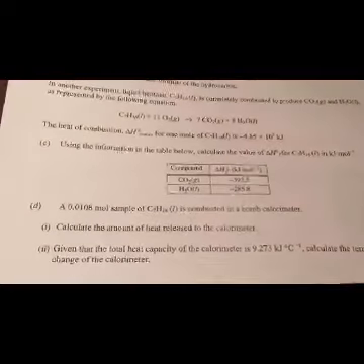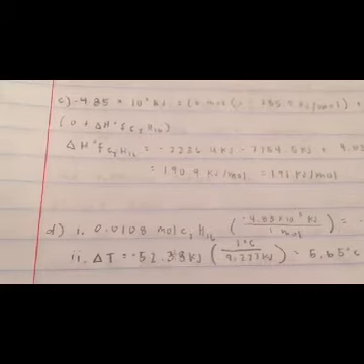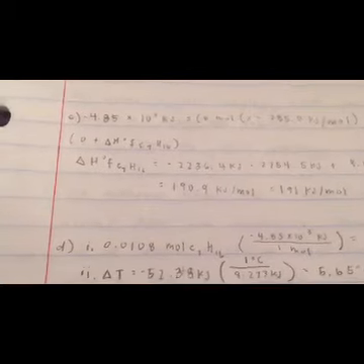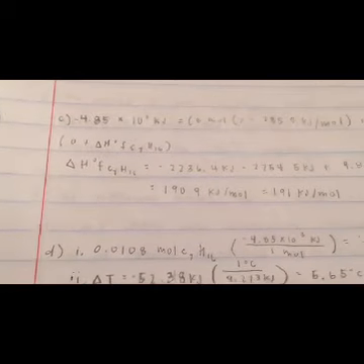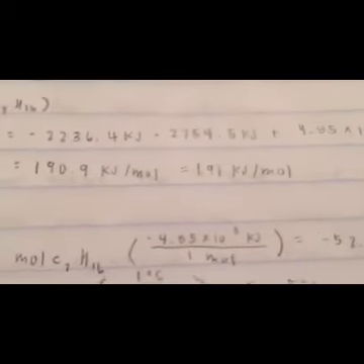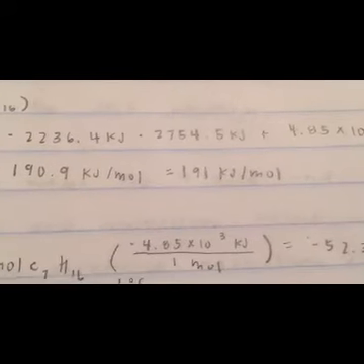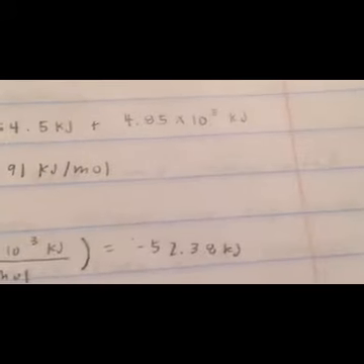Part D, you calculate the amount of heat released to the calorimeter. So you would just take the 0.0108 mole sample that was combusted of C7H16 times the kilojoules of C7H16 given over 1 mole, and that's negative 52.38 kilojoules.